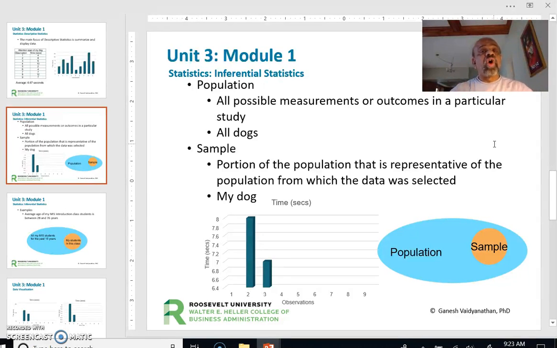The population is all the dogs in the world. So by the sample, I can say the attention span of dogs is going to be so much. I can generalize it using that sample. And that is what we talked about in module 1. So go back to module 1, understand what is population and what is sample.